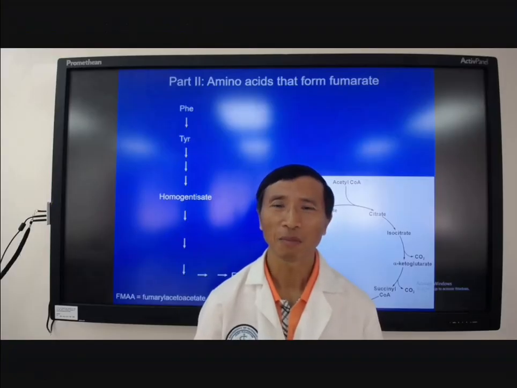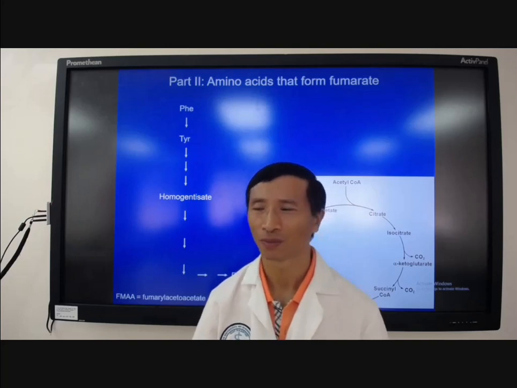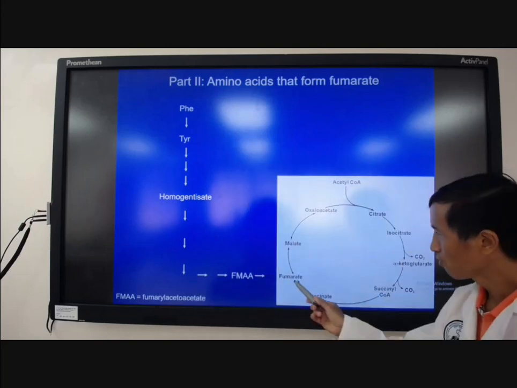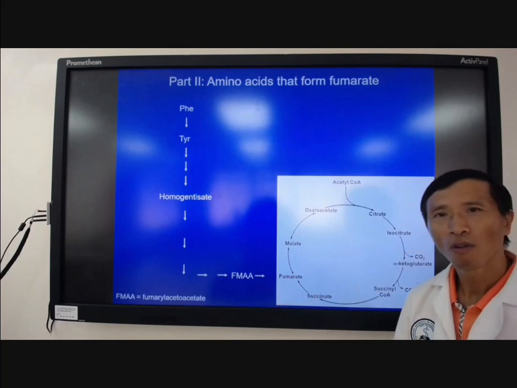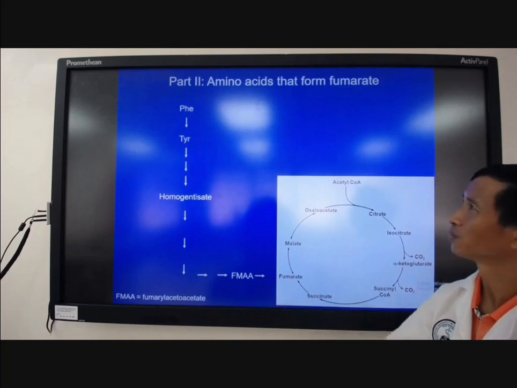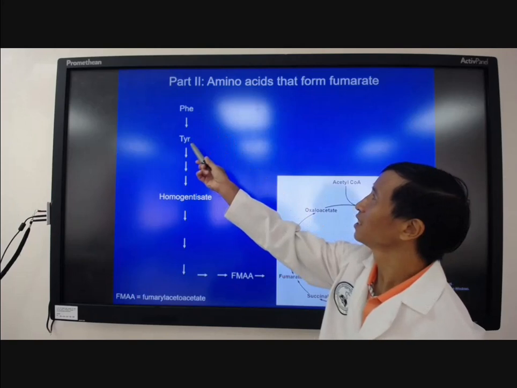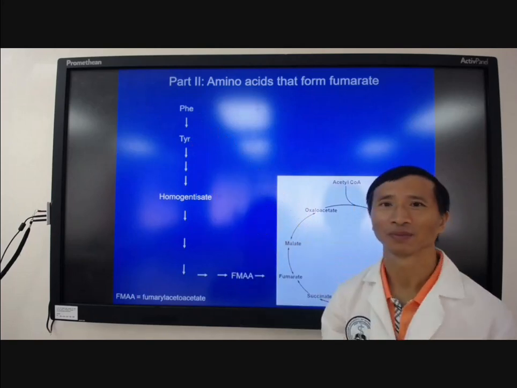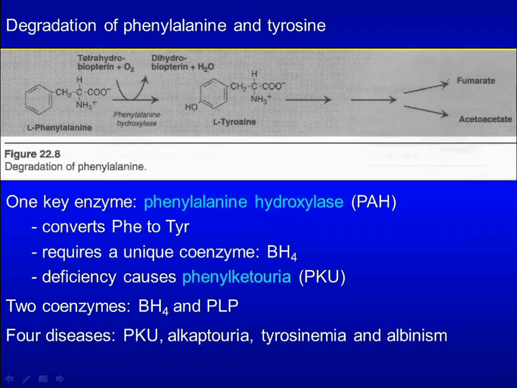Now, let's move to part 2. We will look at amino acids that form fumarate. This is fumarate. We will focus on 2 amino acids, phenylalanine and tyrosine. Phenylalanine is first converted to tyrosine and finally to fumarate and acetoacetate.